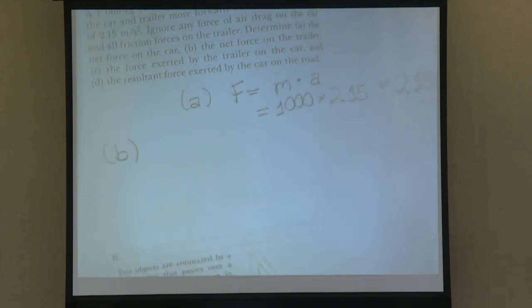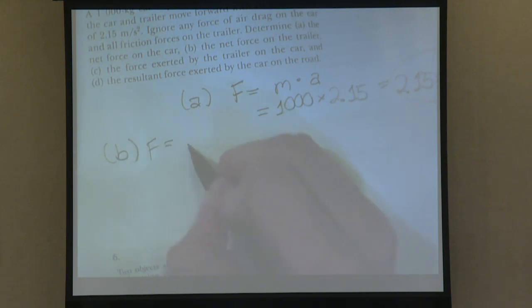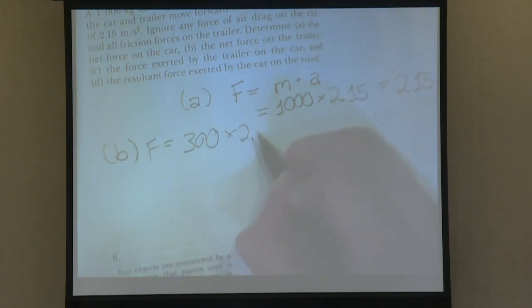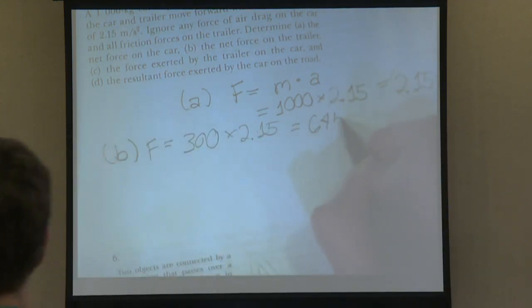Part B is just on the trailer, so we're going to go through the same process. The mass is 300 kilograms this time, times 2.15 meters per second squared. That's going to be equal to 645 newtons.